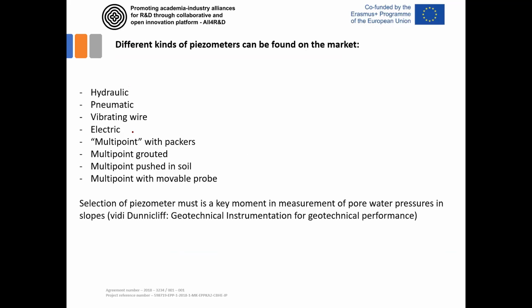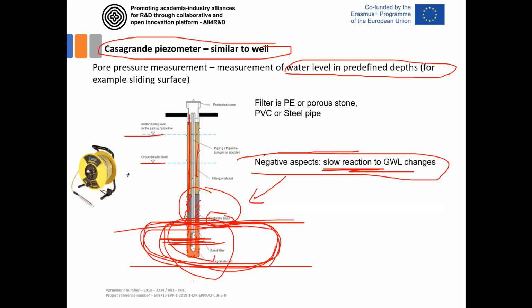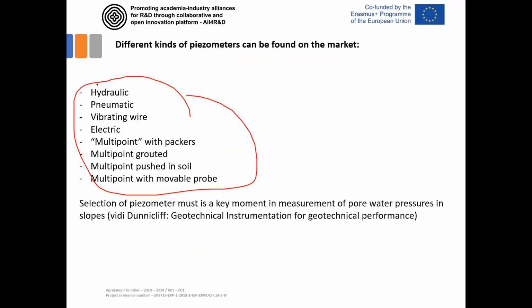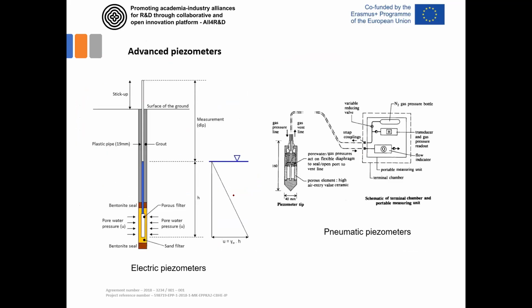This is something that is most often used in the local practice, but worldwide, and sometimes in local practice, there exist a lot of different advanced kinds of piezometers used for measuring pore pressure, and for solving the main problem, which is a slow reaction to groundwater level changes. For example, hydraulic, pneumatic, vibrating wire, electric, multi-point piezometers, and so on. Different kinds of piezometers can be found as commercial products. They are sold worldwide, and they are sometimes used in local practice as well.